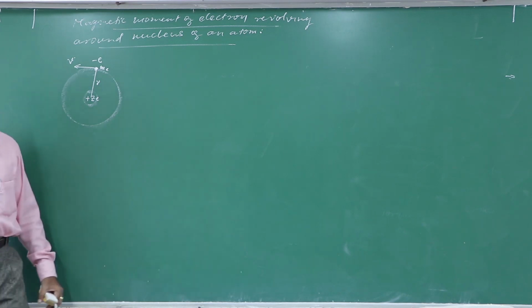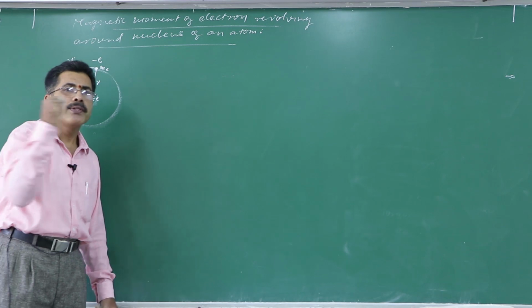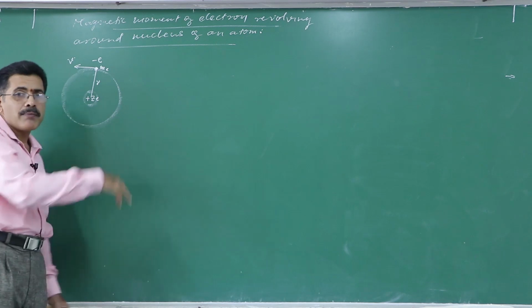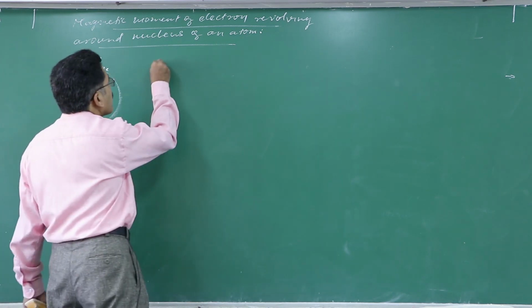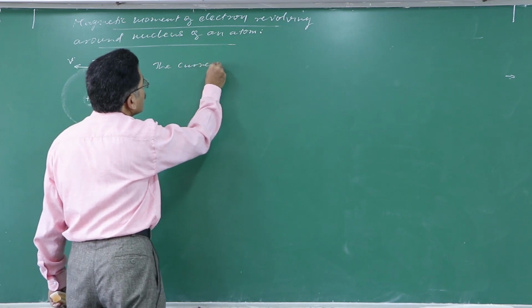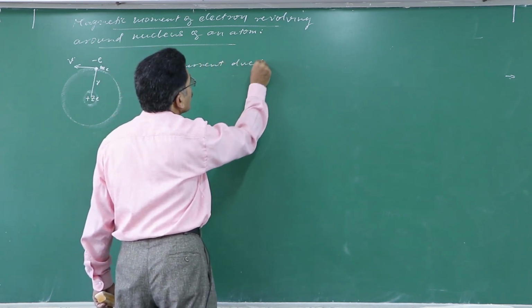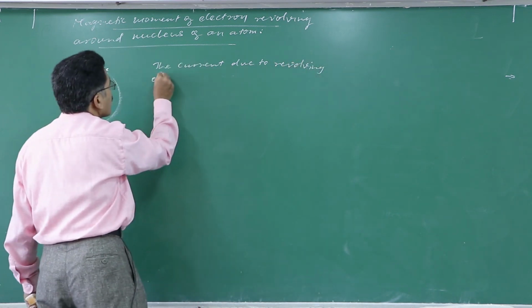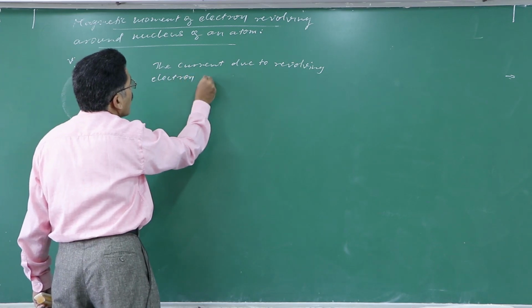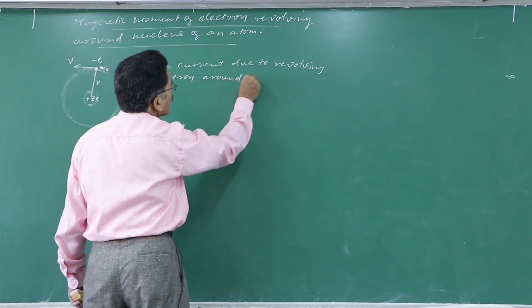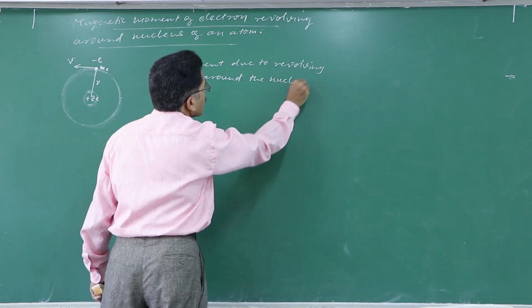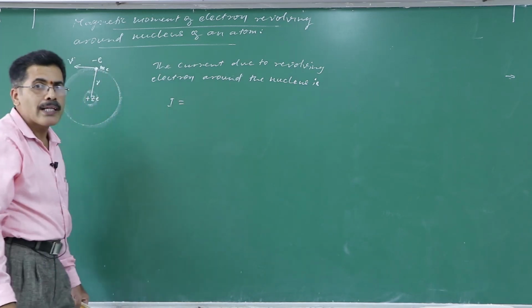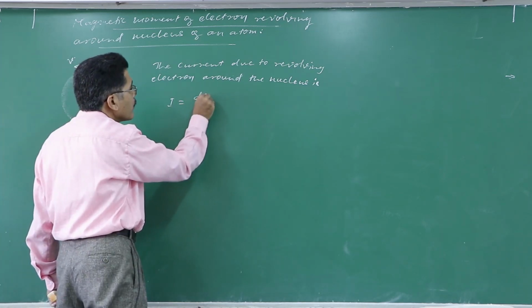See, electron is being a charged particle. You know that a moving charged particle constitutes a current. Therefore, what is the current generated by revolving electron? The current due to revolving electron around the nucleus is I is equal to rate of flow of electric charges constitutes the current, dq by dt.